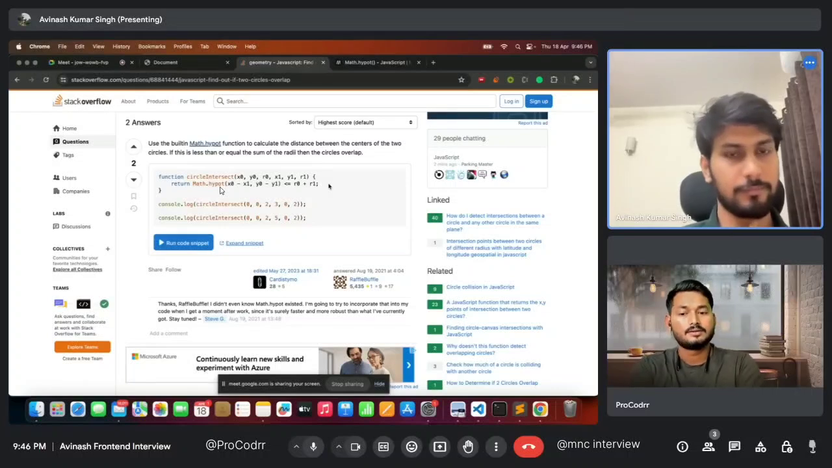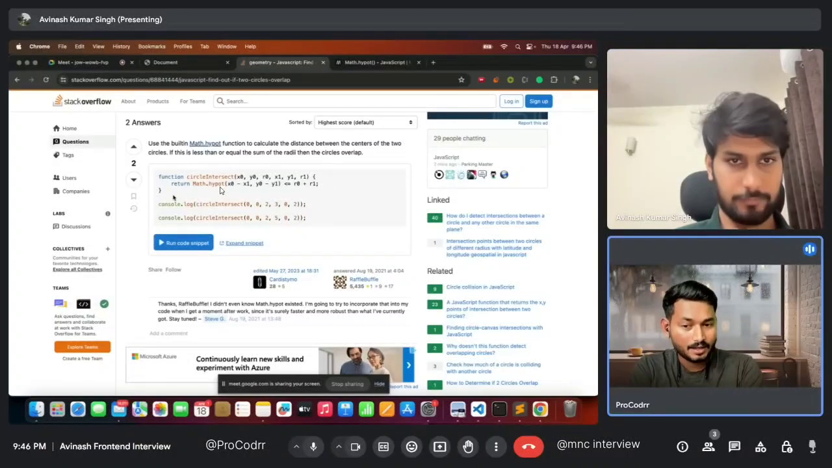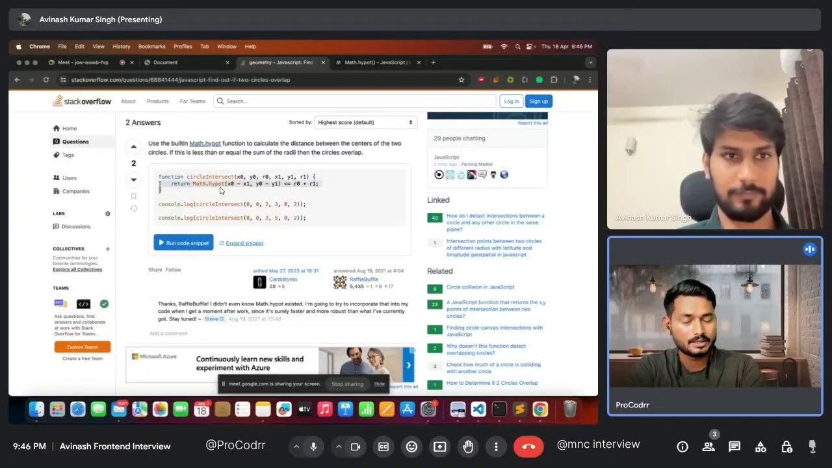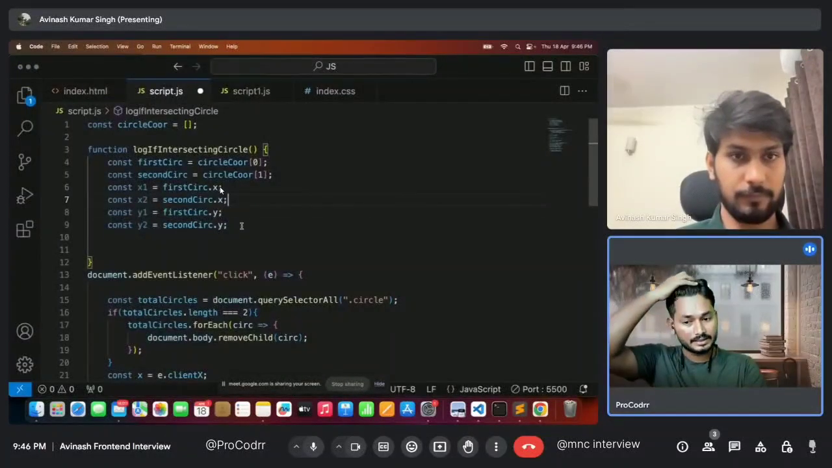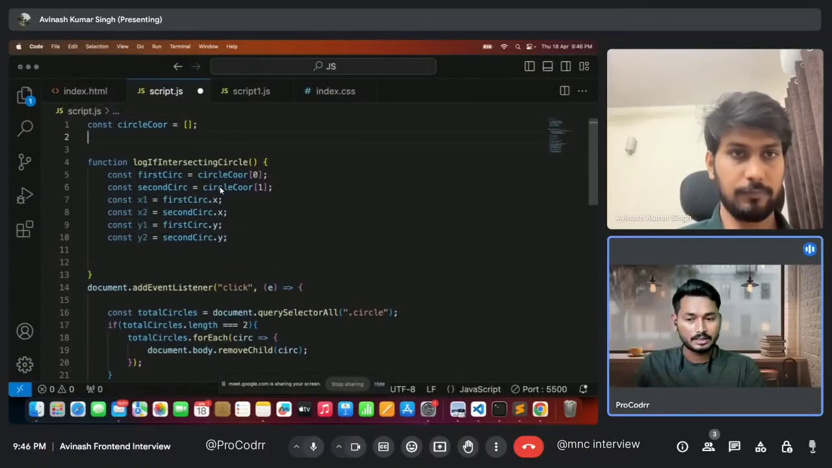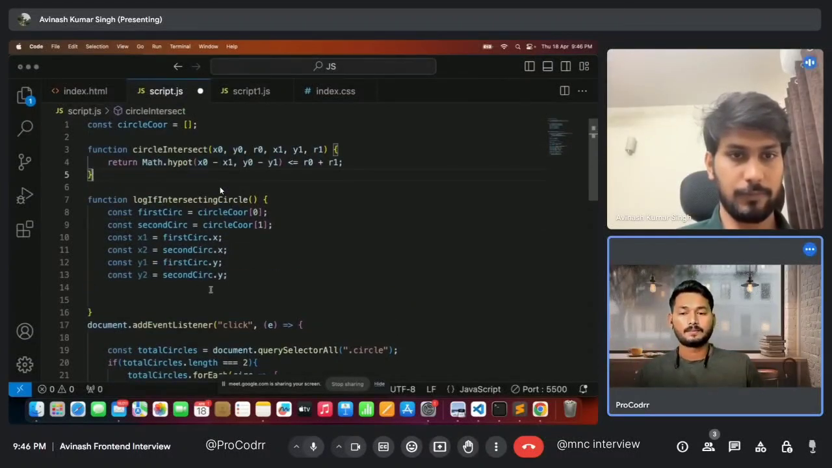So now the time is almost over. You can try to implement it, so that if it intersects, it will tell that it is intersecting.